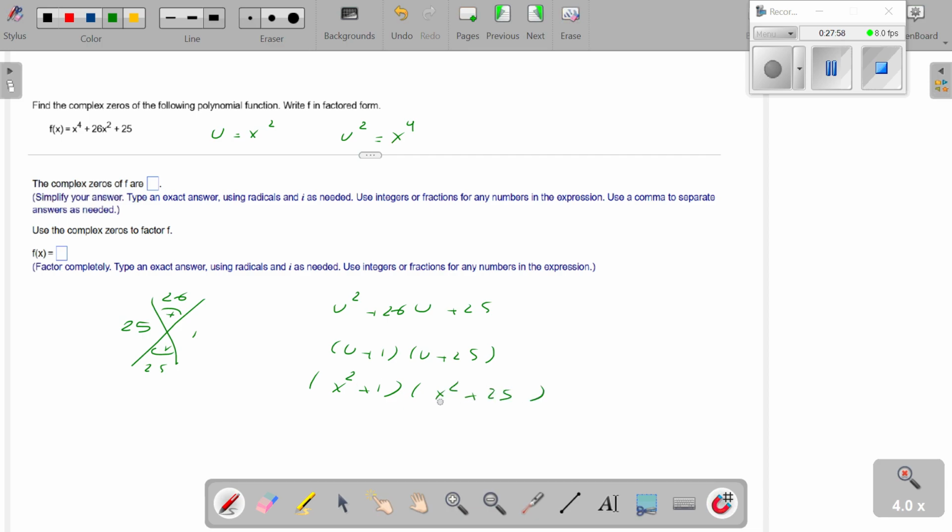I have two factors. Now to find the zeros, set each of them equal to 0. So one of them is x squared plus 1 equal to 0. So x squared is equal to negative 1. Take the square root of both sides. The left side is x, right side will be positive square root of negative 1 and negative square root of negative 1. And we already know square root of negative 1 is equal to i. So positive i and negative i. These are two zeros.